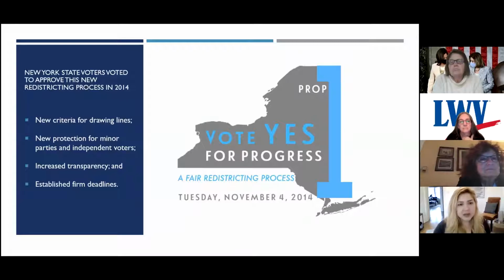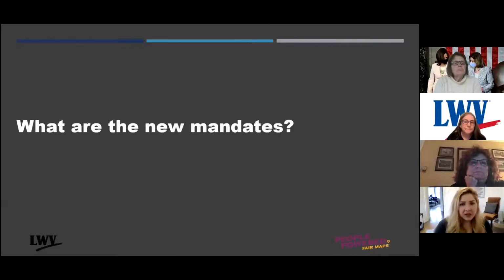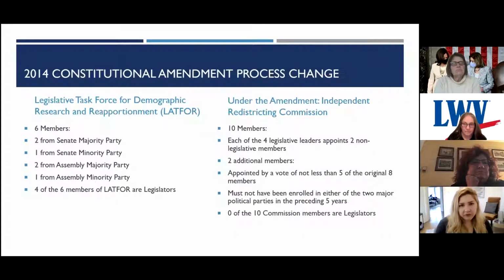And this amendment gave clear criteria for drawing new lines. It protected all of the parties so that there wasn't just the majority party in either house having all of the power. It mandated a minimum level of transparency and also of citizen input. And it established firm deadlines so that the commission had to have maps by a certain time, so that we weren't going beyond when we needed the maps and having maps come out really late. So let's take a look at what some of these new mandates are.